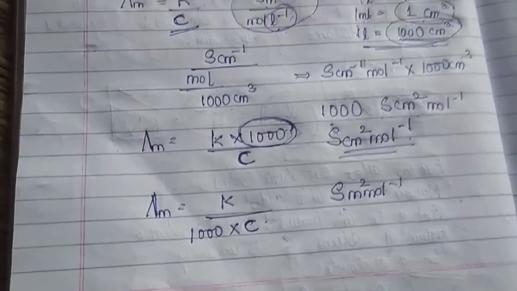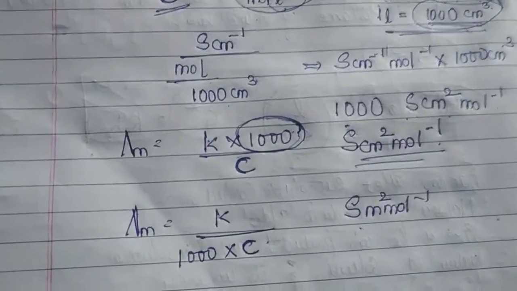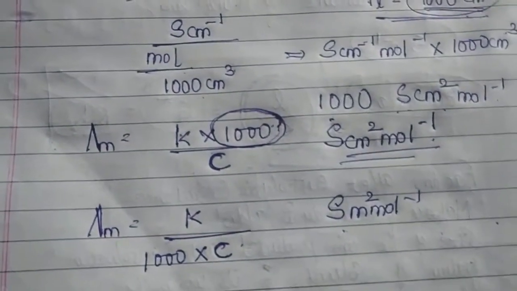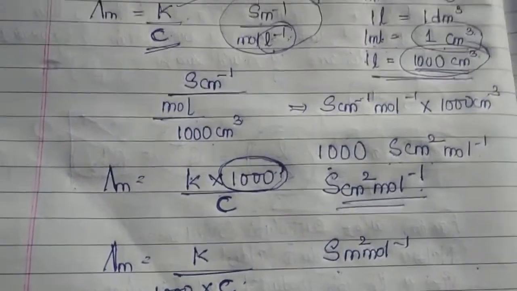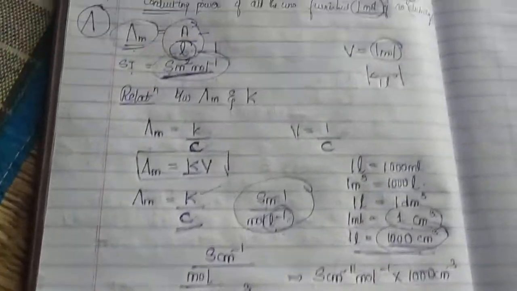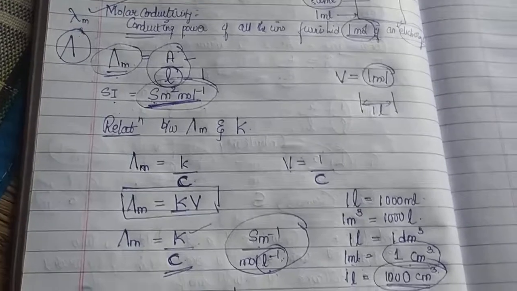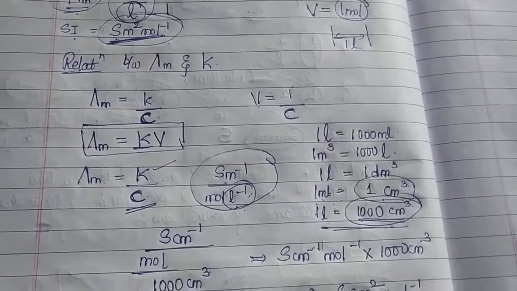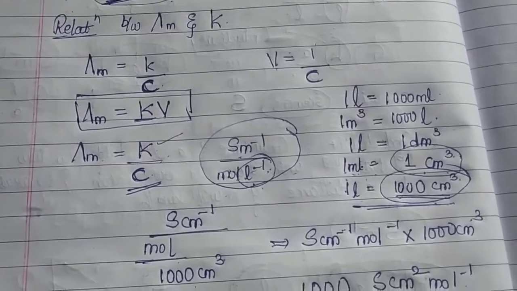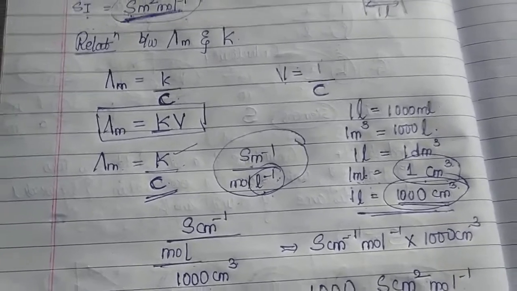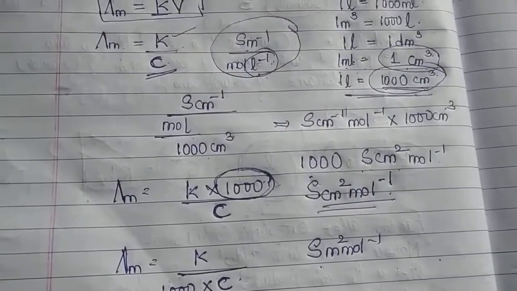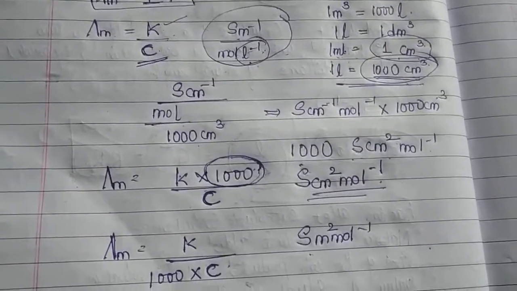Is that clear? So this is the importance of remembering the units and their basic conversion. So till now we have understood what we mean by conductivity, what we mean by molar conductivity. We also came to know the relationship between conductivity and molar conductivity, and where you have to multiply the 1000 and where you have to divide the 1000.